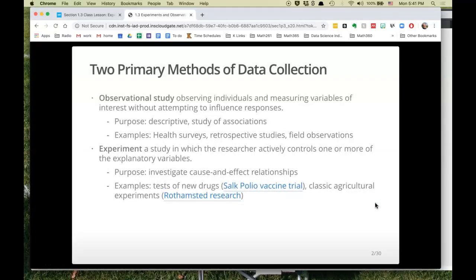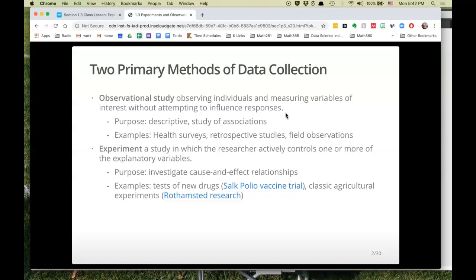Just to set the stage, I want to recognize the two primary methods of data collection that we're considering in this section. One is the idea of an observational study. This is where we're observing individuals and measuring variables of interest without attempting to influence responses. And when I say individuals, we could be talking about people, animals, or plots in an agricultural or ecological study.